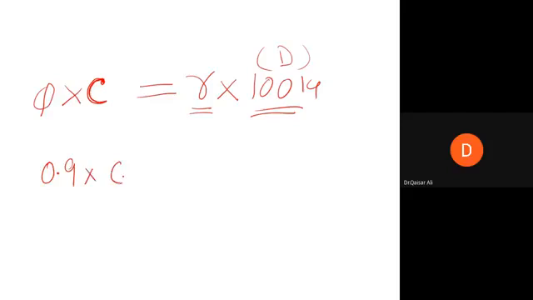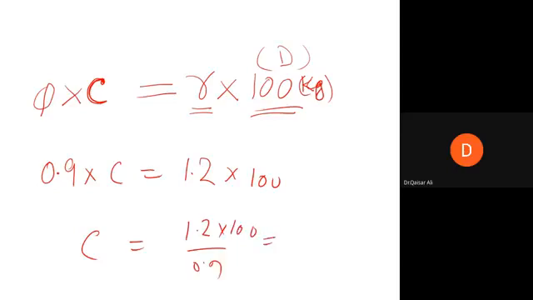0.9 times C equals, let's say this gamma is 1.2, 1.2 times 100. So your capacity C should be equal to 1.2 times 100 divided by 0.9, equal to how much? 133 kg. What does it mean? It means that you should prepare yourself for 133 kg. In other words, only and only when your capacity is 133 kg, you should go to the competition with a factor of safety of 33 kg.